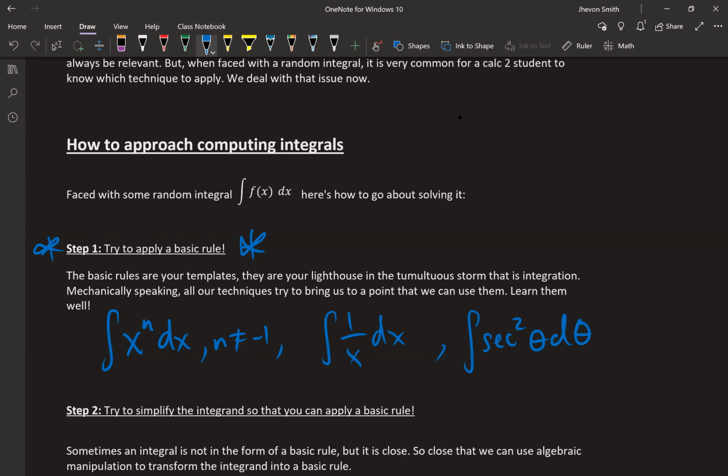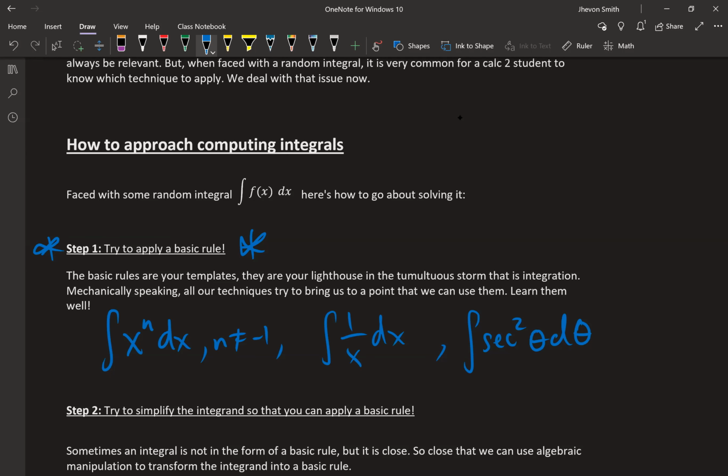Why is a substitution necessary? Because if I substitute something, I can get it to look like a basic rule. Why would I want to do partial fractions? Because if I do the partial fractions, I can get it to look like a basic rule. Why would I want to do a trig substitution? Because if I do the trig substitution, I can get it to look like a basic rule. The basic rules are your templates. They are your lighthouses. They are the light at the end of the tunnel. They are the light in the darkness. They are, you know, the avatar to maintain balance, all that good stuff. The basic rules are where it's at.